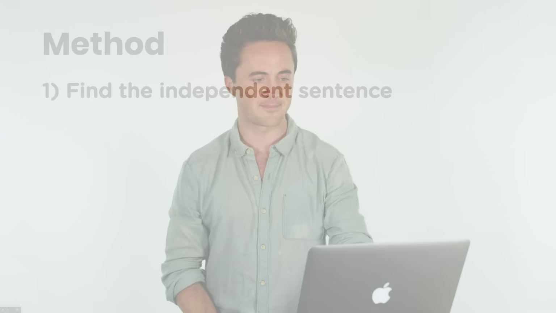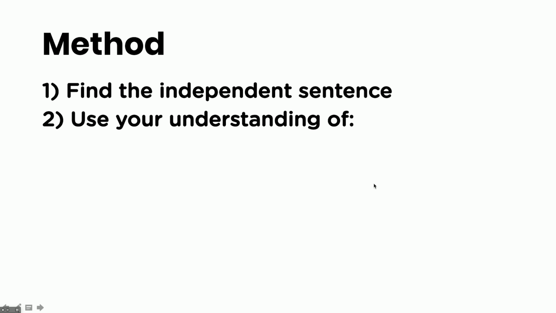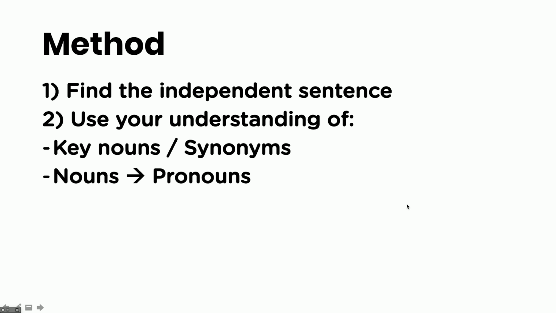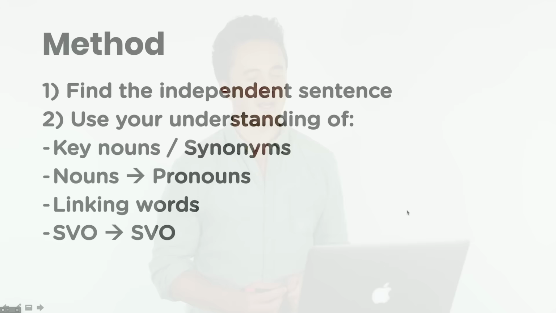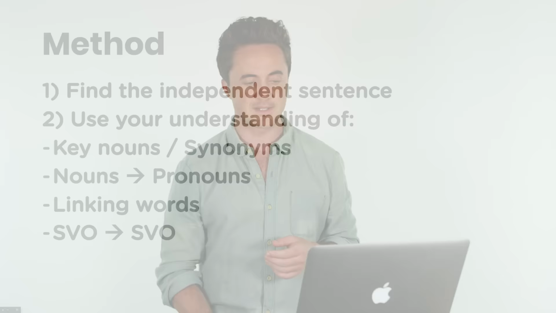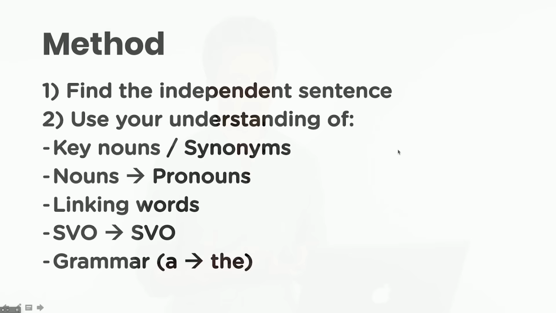Once you've done that, you need to use your understanding of everything we've talked about, from key noun repetition and the use of synonyms, how nouns turn into pronouns, the use of linking words, and how subject, verb, object transfers information between the subject and the object and the verb and the object or whatever it is, and also how grammar works, those little grammatical hints. And again, you don't want to just use one of these hints. You want to combine them all, then you'll have a thorough understanding of how the paragraph structures work. You can put them back together and feel pretty confident that you got it right.